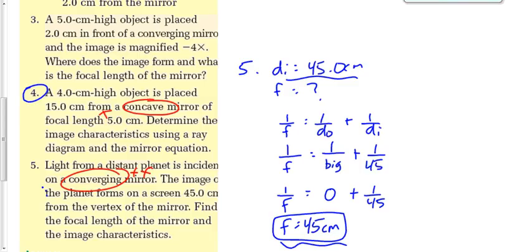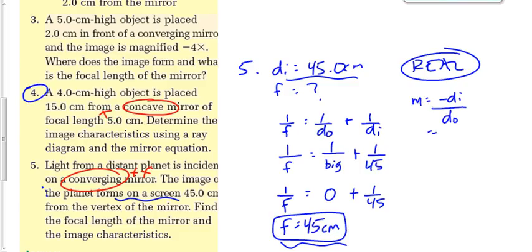Now, what about the characteristics? First of all, we know it's real. We know it's real right off the top because we have an image that's formed on a screen. Larger, smaller, same size? Well, let's say m is equal to negative di over do. Di is negative 45 over the big number. The magnification is negative 0 point something, right? In other words, the image formed is going to be smaller.